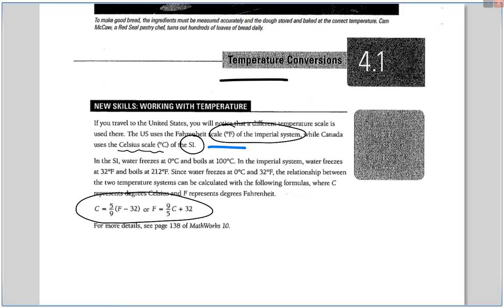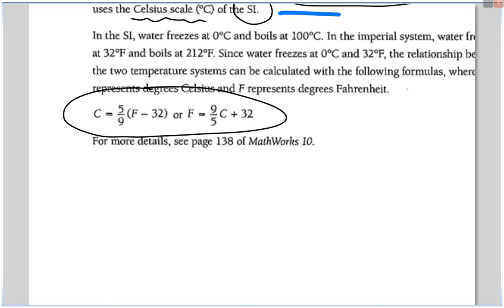Order of operations does matter for these, and on my formula sheet it says Celsius to Fahrenheit. This is on my formula sheet. 9 divided by 5 times the Celsius plus 32. Okay, so that's if you'd like to convert a Celsius to a Fahrenheit. So that would be this one there.